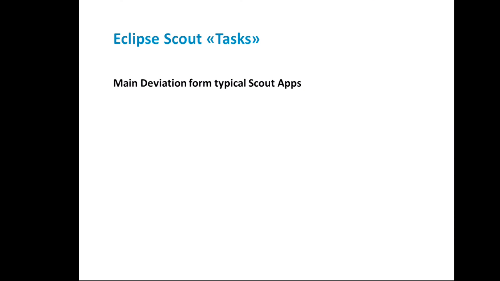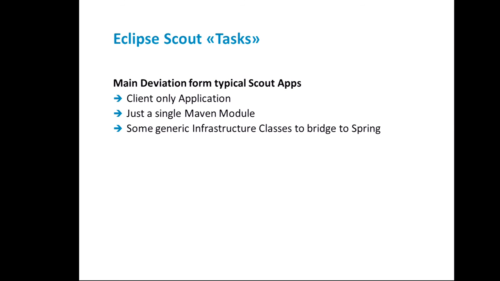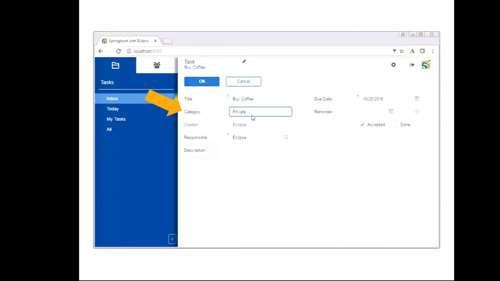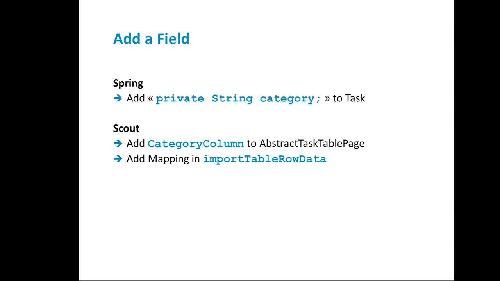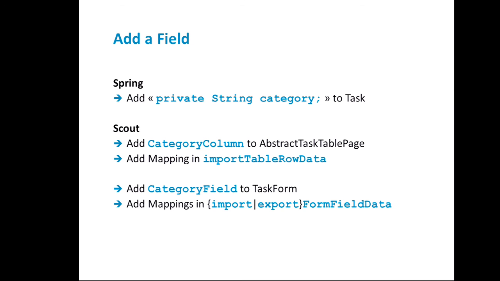Maybe we can flip through the things. It's a client-only application, what you have seen, not client-server. It has a single Maven module. There's some generic infrastructure to bridge to Spring, and we can use inject instead of this one. Add a field. This would add here a field, and what you have to do is add one line in the Spring part, on the Scout part, one more column. You have to do the mapping between the service and the UI, and the category field to the task form, and also do the mapping here.